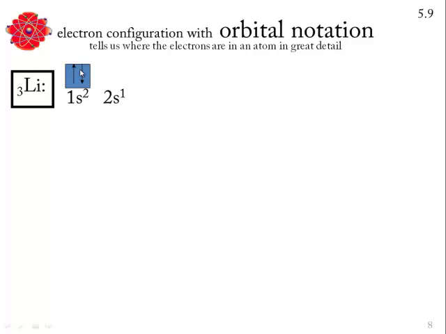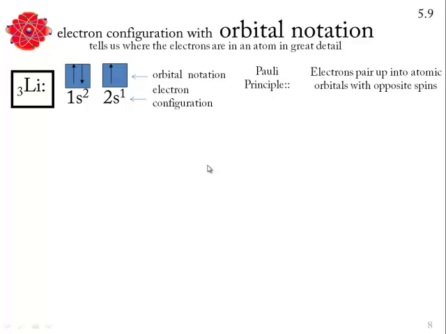We can show, using orbital notation, a little more detail. That's 2 electrons. We now know that they have opposite spins. This is indicated by the up and the down arrow. It simply means that they have opposite spins. And the orbital in the second shell is unfilled. It has 1 electron in it. Fine. That's the electron configuration. That's the orbital notation. This opposite spin concept is known as the Pauli Principle. Electrons pair up in atomic orbitals with opposite spins.